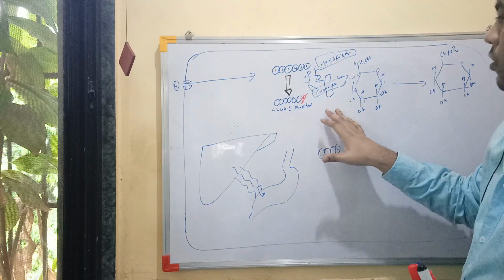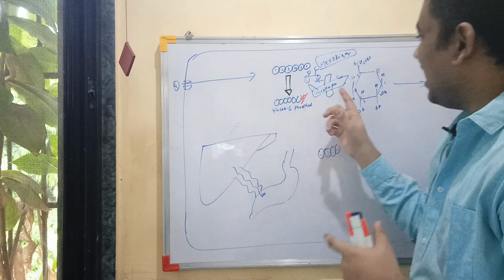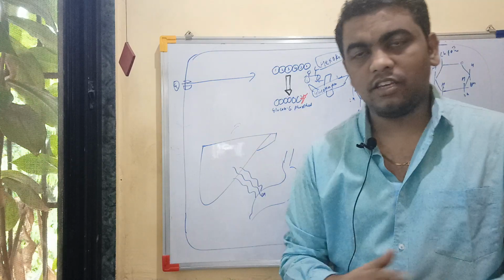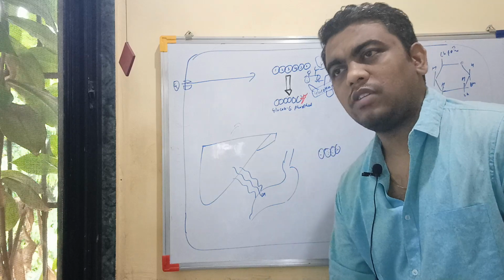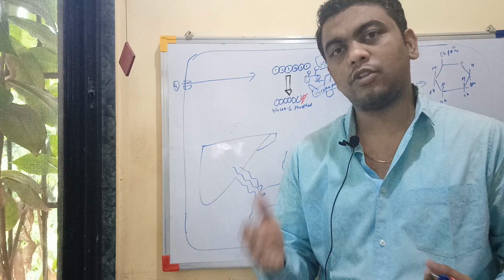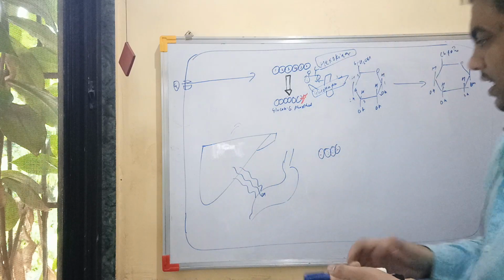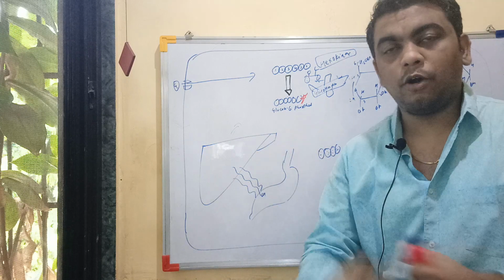Now, you have understood which cells will use this enzyme. Majorly, glucokinase is found in your liver, in your hepatocyte. Of course, I am not saying that the liver does not have hexokinase. It has hexokinase also, and glucokinase also, but glucokinase acts when there is a high amount of glucose.